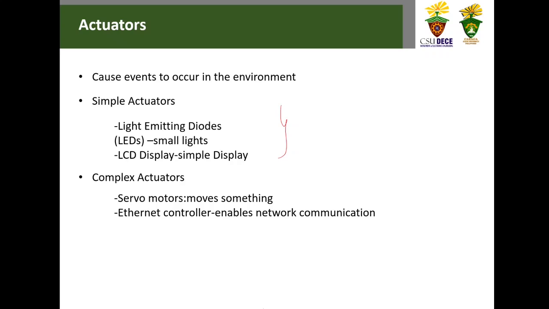And aside from those simple actuators, we have also complex actuators. Example of that are servo motors. Servo motors can be used in robotics. It moves something in a robot arm or something like that. And we also have these Ethernet controllers. So aside from it can be a sensor, it can also be an actuator because more siya transmit and receive na gyapon. Kung ni-receive siya, pwede po siya maka-transmit of information and data in a network communication.